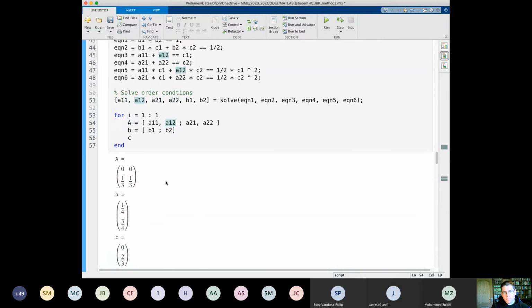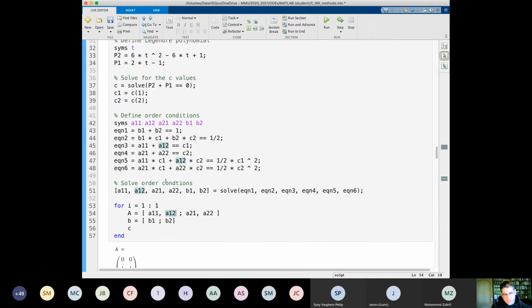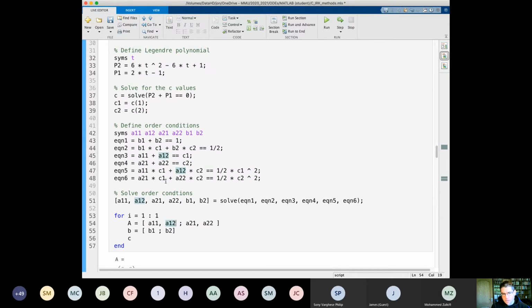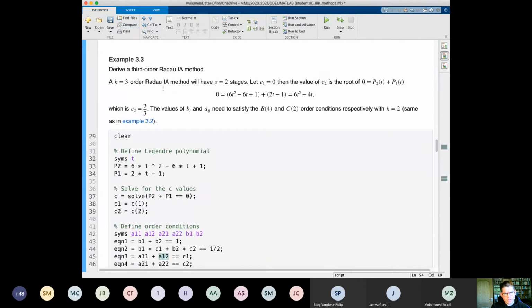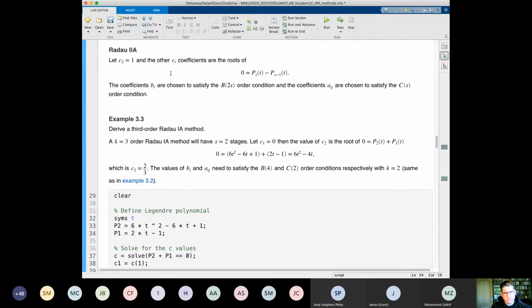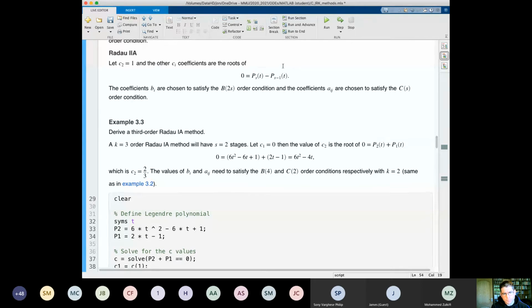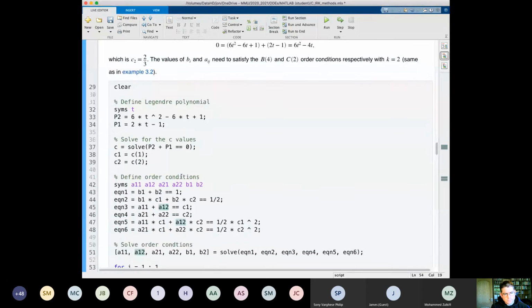So you can see that using MATLAB's solve routine takes all the legwork out of it, but you've still got to understand, and in your assignment you've still got to show, where all these order conditions come from. In your assignment, I think it's a 5th order Radau type 2 method, so you'd be using this here.